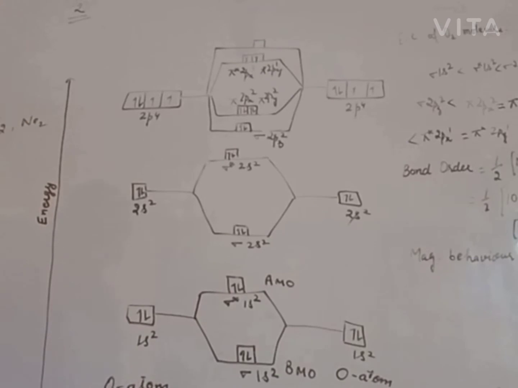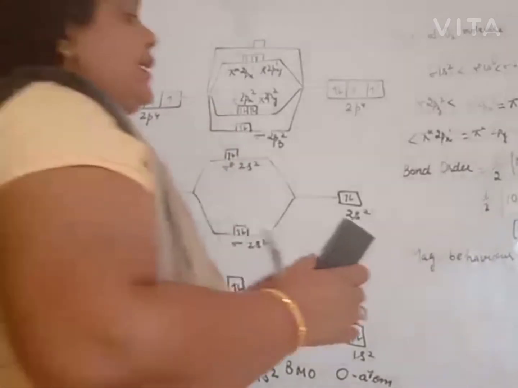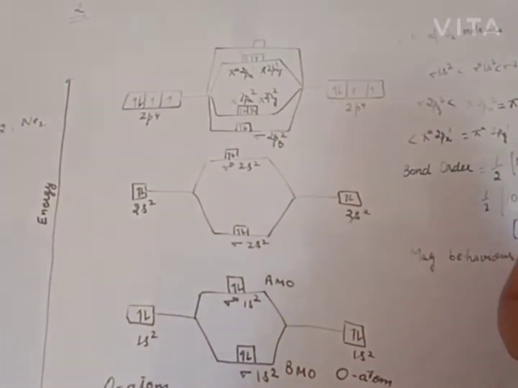Now, in your exam, there may be a 3 mark question, such as: explain the stability order, or explain the stability of the oxygen molecule with its ions, mononegative, di-negative, monopositive, di-positive.